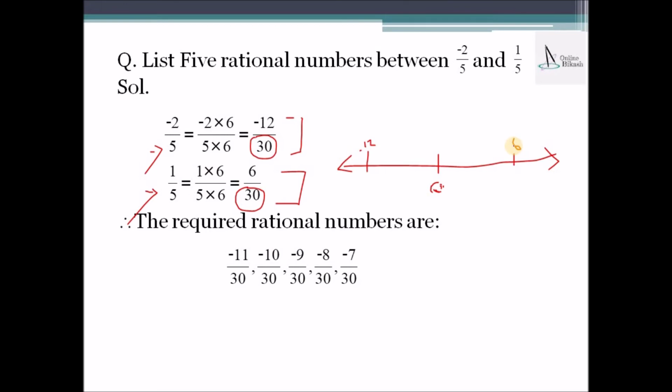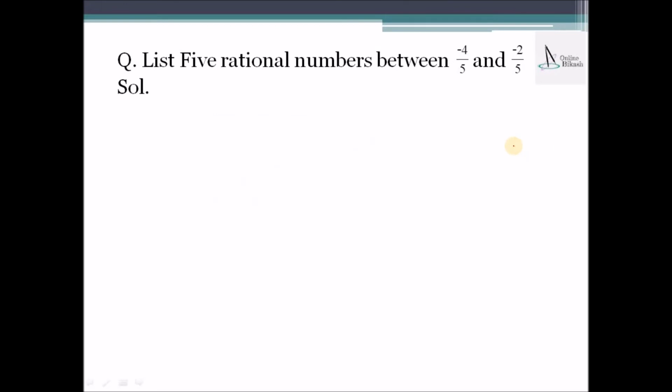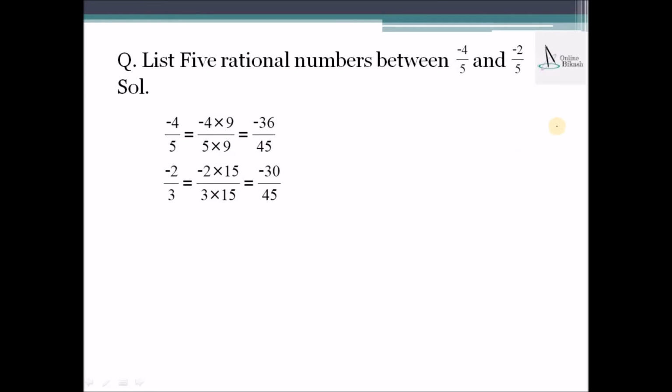To understand it better, let us see one more example. Minus 4 by 5 and minus 2 by 5. In my question I have written it wrong, so you correct it. It is minus 2 by 3. So now minus 4 by 5 and minus 2 by 3. In this case, the denominators are different, you see. Here it is 5 and here it is 3.